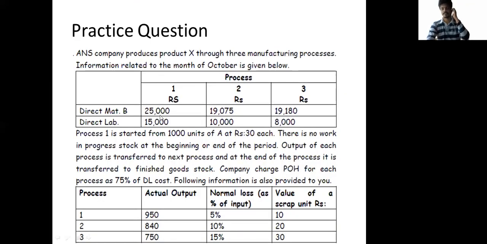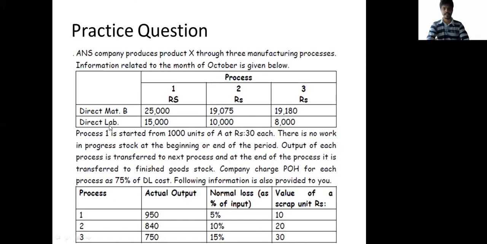Okay, practice question. First, let's read this. ASN company produces product X through 3 manufacturing processes. Information related to the month of October is given below. Material B, process 1. Material put into process 1: 25,000, 19,075, 19,880, that is material A.